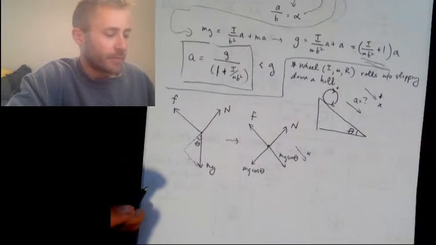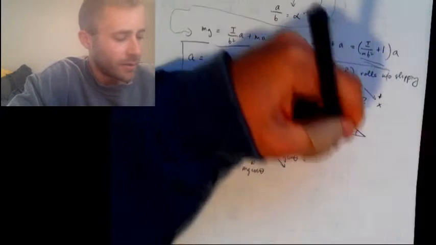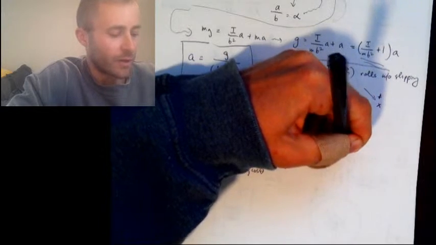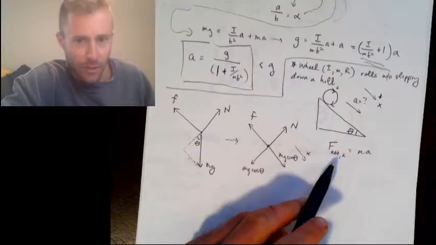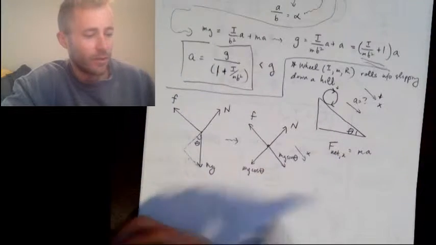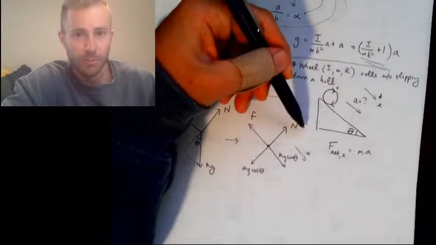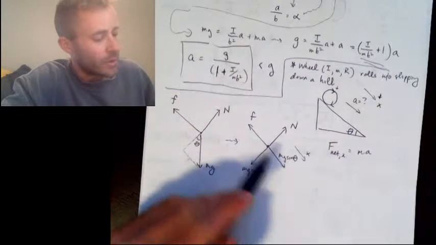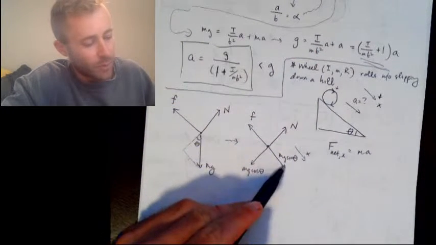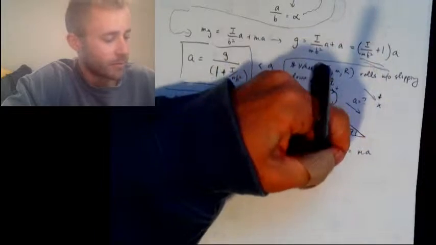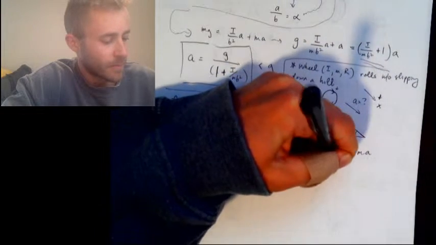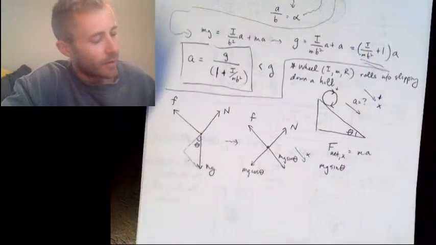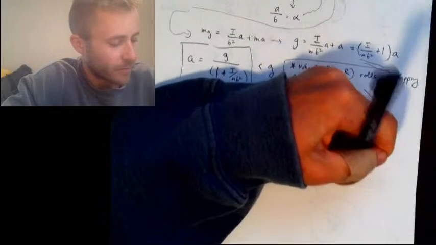So writing my linear Newton's second law, I'm really only going to use the x direction because that's the direction that this thing is moving in. The wheel isn't jumping off the incline. So in the x direction, the positive force is mg sine theta, and the negative force is friction.